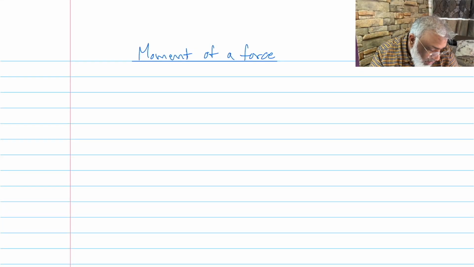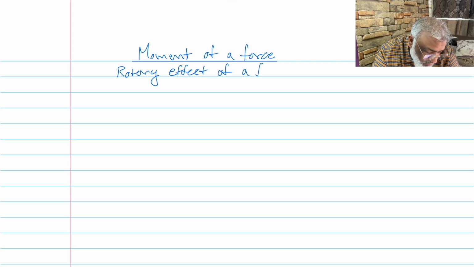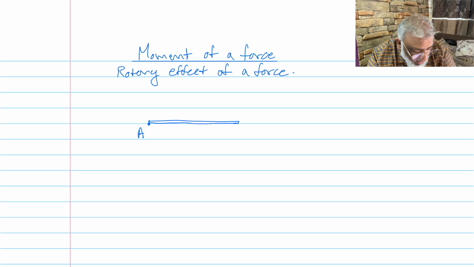Now, moment of a force is actually nothing but the rotary effect of a force. Say, for example, you have a point A and there is a lever or a rod or something like that, and you apply a force in the vertical direction at the end of it, like this. The length of the lever is say L.